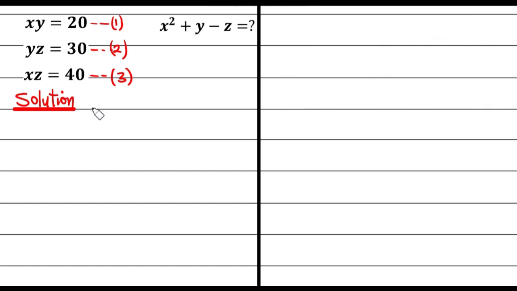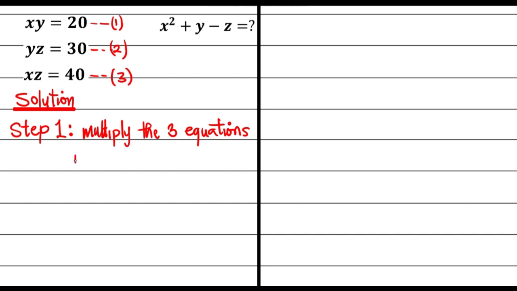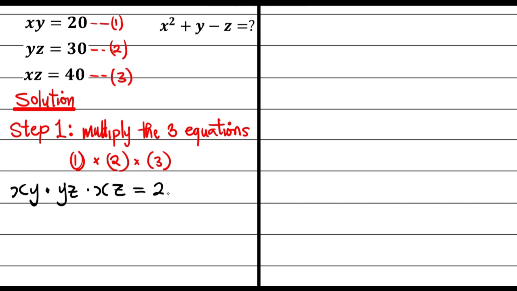The brilliant step we're going to take in solving this, let's say step 1, is to multiply the three equations: equation 1 multiplied by equation 2, then multiplied by equation 3. We have xy multiplied by yz, then multiplied by xz. This is equal to my xy, which is 20, multiplied by my yz, which is 30, then multiplied by my xz, which is 40.